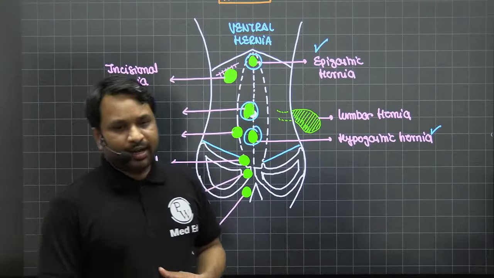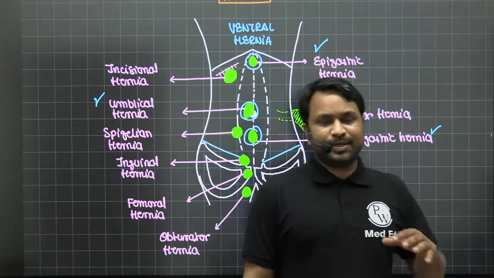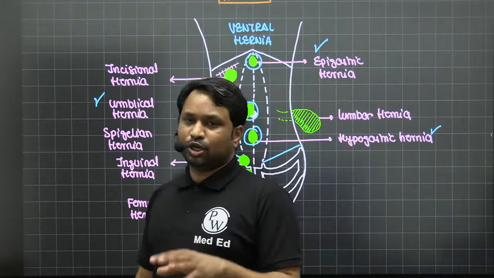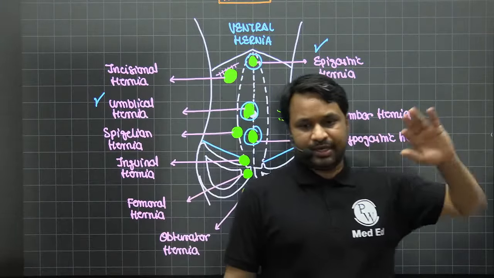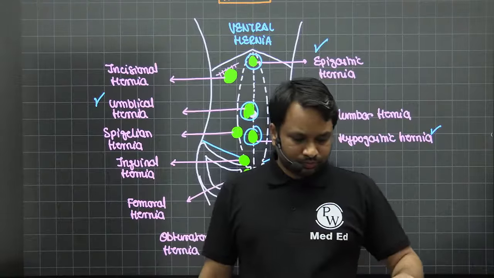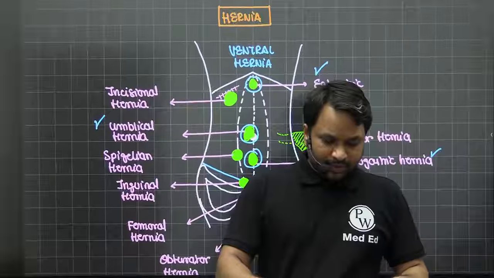Ashutosh, don't run ahead. We'll talk about the sportsman hernia. It's a special variant in the inguinal region. It is not because of a defect, it is because of a tear of a muscle. We'll talk about it. Okay? So these are the various sites where hernias can develop.